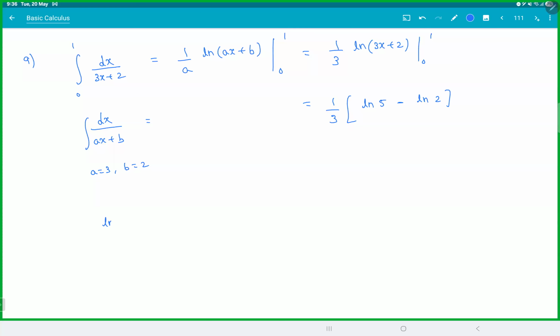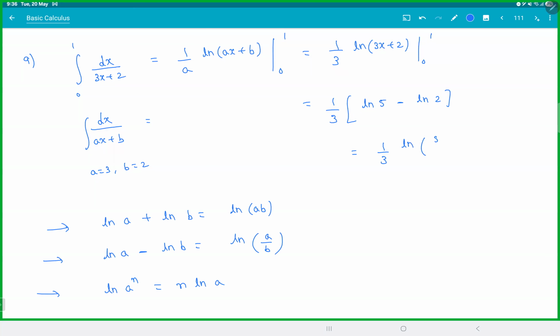Now, you must have learned in ln, if you have ln a plus ln b, it's ln ab. They will teach you in maths, but for now, at least remember these things. If you have ln A minus ln B, it's ln A by B. If you have something like ln A power n, this is n into ln A. So this can be written as 1 by 3 ln 5 by 2. You can leave the answer like this.